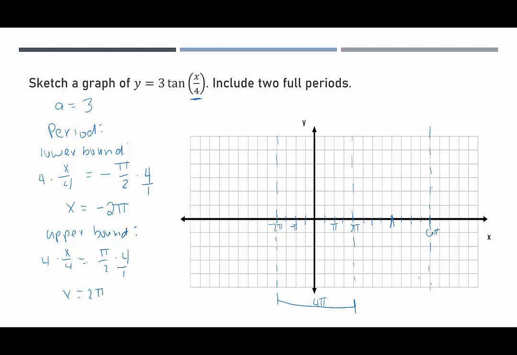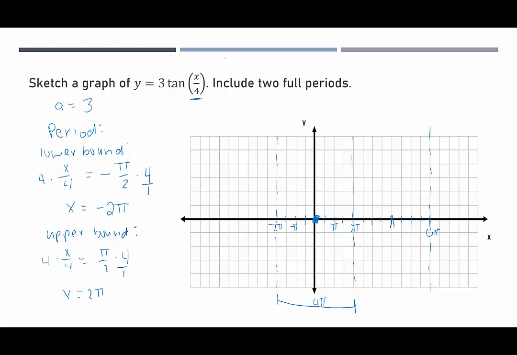Okay, but now looking within the first set, in between negative 2 pi and 2 pi, what value is exactly between negative 2 pi and 2 pi? That would be 0. So we know that there's going to be a point at (0, 0). And if you don't like playing that middle game, you can always say, what's going to make the inside of the parentheses equal to 0? So x over 4 equals 0 when x equals 0, and then tangent of 0 is 0, and 0 times 3 is 0.